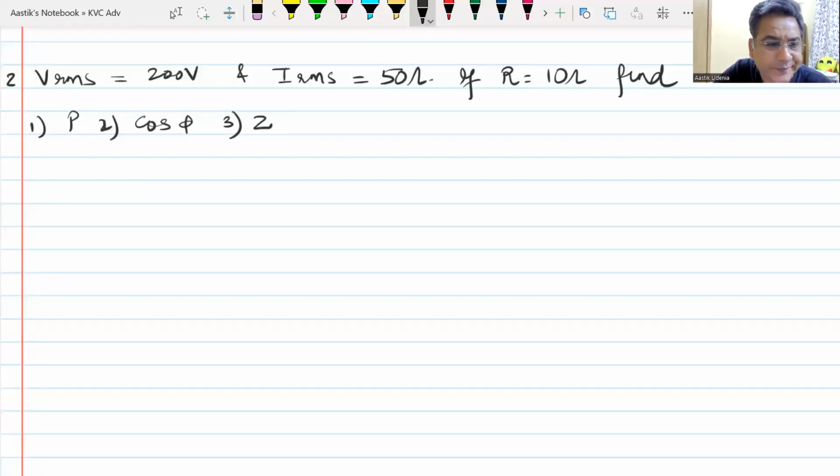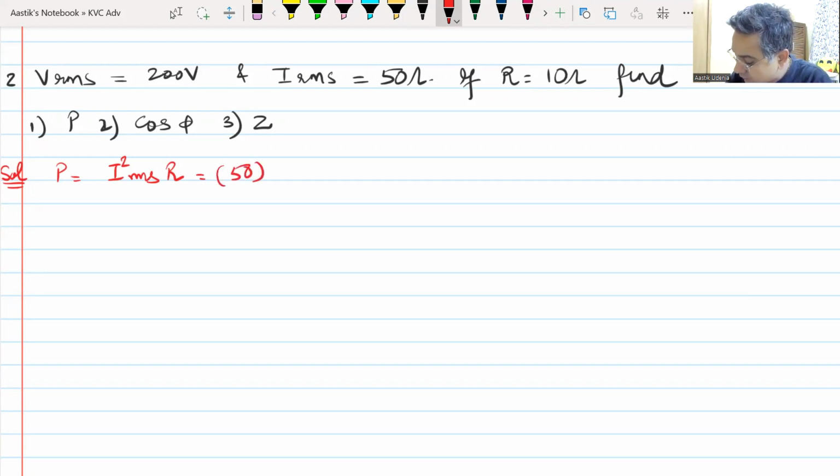Yes, tell me. Sir, power is 25,000. You have to first find the power. Power is, you can find it out from this formula, I square RMS multiplied by R. Yes or no? So you can do 50 square multiplied by 10 and that is the power. Do we understand this? Yes, sir.